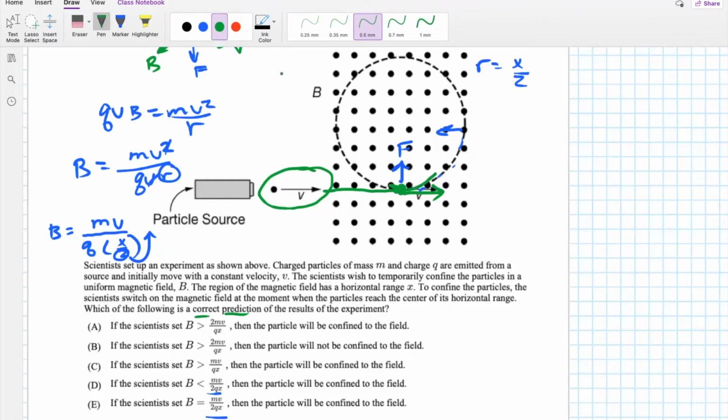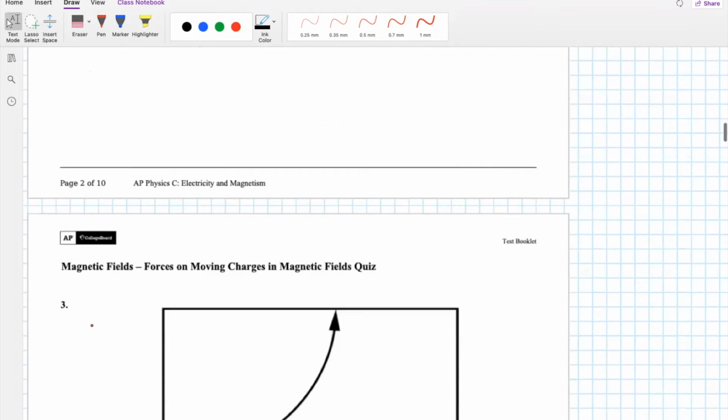Let me use a different color here. If the magnetic field happens to be greater than this magnitude that we've calculated, then it's still going to be confined to the region, just in a smaller trajectory. So let's see here. If B happens to be greater than this quantity, which we derived right here, then it will be confined. So answer choice A. Very good.